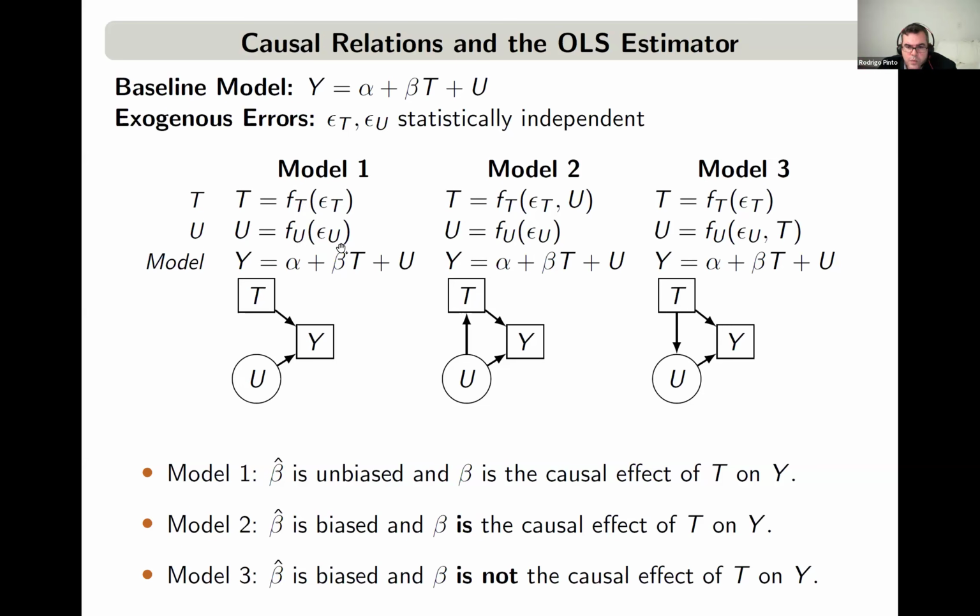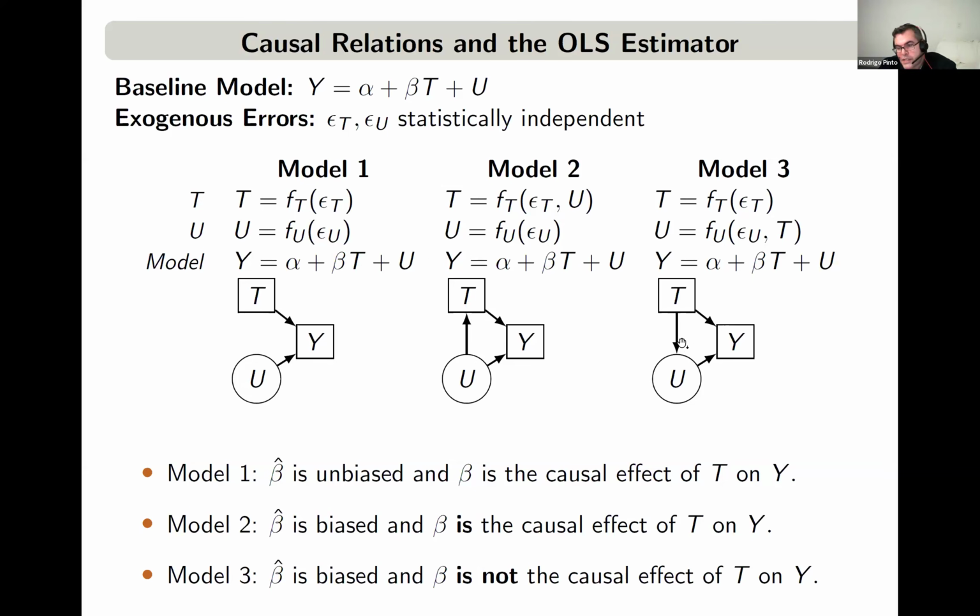And because of that, the least squares regression is going to produce an estimate that's unbiased. It indeed has the interpretation that we had before, that it is the causal effect of t on y. But suppose that I create a correlation between t and u, where u causes t. When u causes t, then t and u are not statistically independent anymore. The parameter beta estimated by least squares regression is biased. However, beta still has the interpretation of the causal effect of t on y.